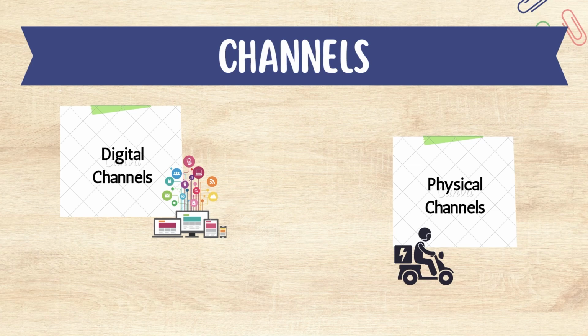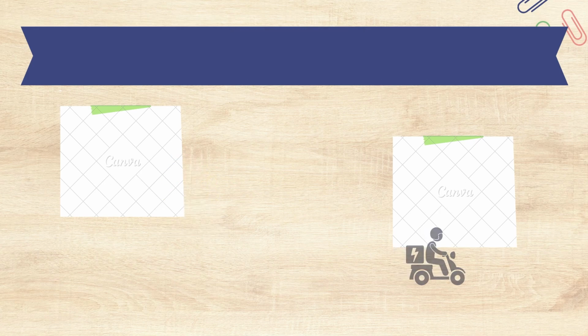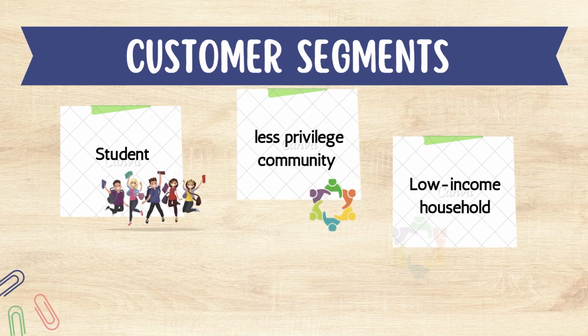We also have physical channels that focus on the nearby area where MRD Electronic Repair Services operates. With this, customers can meet at a certain area that we agree on to pass the devices instead of using delivery. Going on to the seventh element in BMC, which is customer segment.